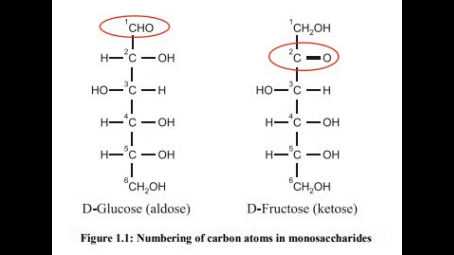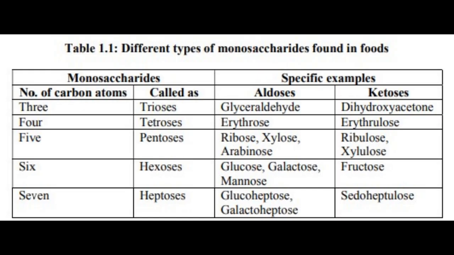The number of carbon atoms in an aldose or ketose may be specified by triose, tetrose, pentose, hexose or heptose. For example, glucose with 6 carbon atoms is an aldohexose and fructose with 6 carbon atoms is a ketohexose. Table 1.1. Different types of monosaccharides found in foods.